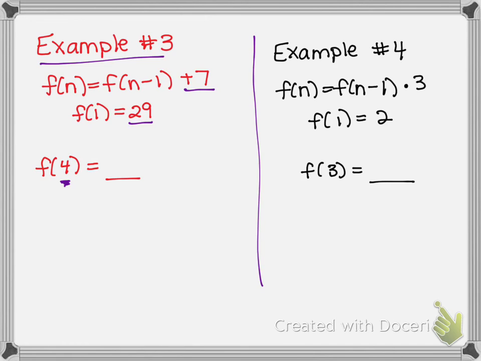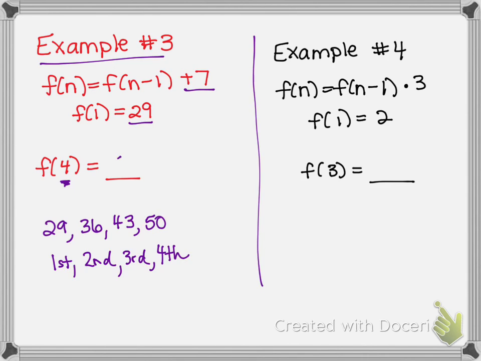So one way we can do this is we can just start with the first term and continue on. So what is 29 plus 7? Okay, that's 36. So this would be my second term. I need to go all the way up to my fourth term. So 36 plus 7 is 43. That's my third term. And then 43 plus 7 is 50, and so that would be my fourth term. So an option here would be to just continue the pattern to get the next term.